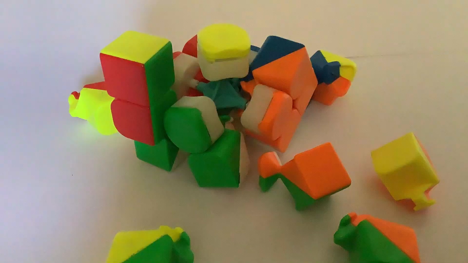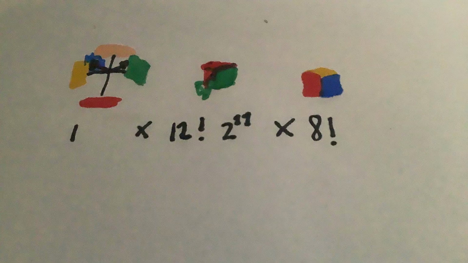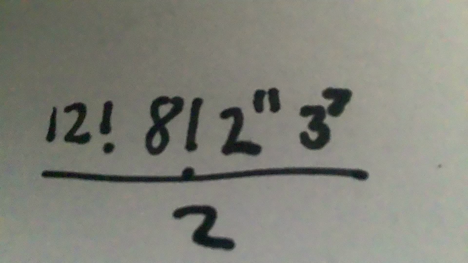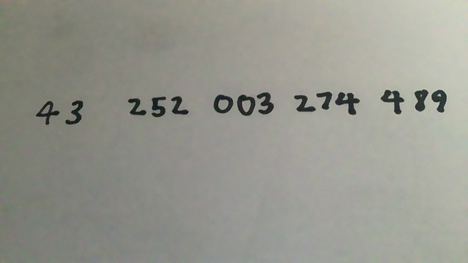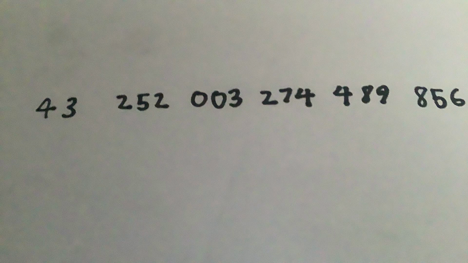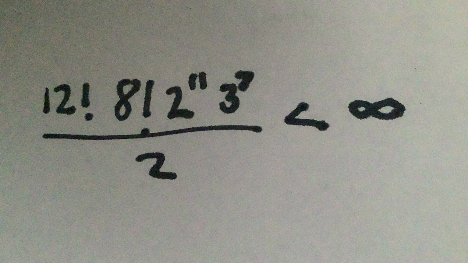But what is the math behind this? The answer lies in the way the pieces fit together. 1 core, 12 edges which can be arranged in 2 ways, and 8 corners which can be arranged in 3. And all this has to be divided by 2. 43 quintillion, 252 quadrillion, 3 trillion, 274 billion, 489 million, 856,000, all of which happens to be less than infinity. 43 quintillion cases are a lot.